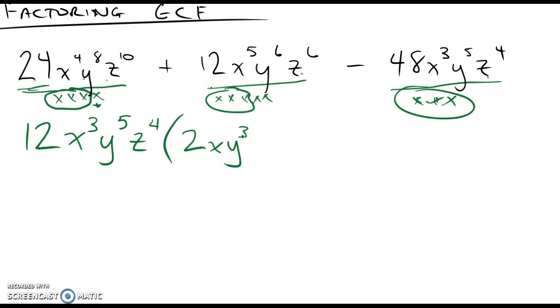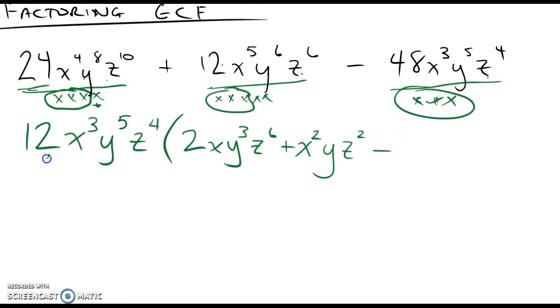And we took out 4 z's, so that means we have 6 z's left. Okay, we took out 12; 12 divided by 12 is 1, so we don't have to write that coefficient. We've got 2 x's left, x squared. We've got 1 y left, and we've got 2 z's left.